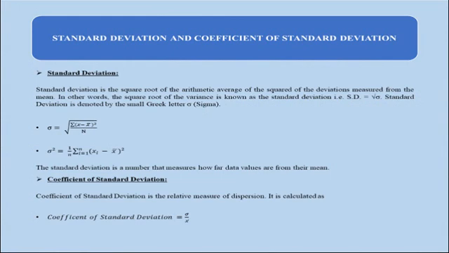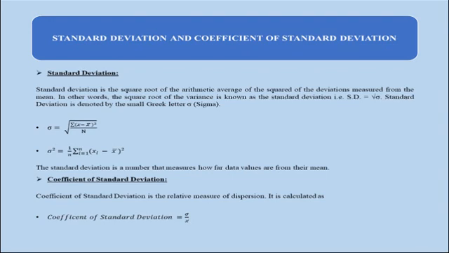In the previous lecture, we discussed mean deviation and coefficient of mean deviation. Today, we are going to discuss standard deviation and coefficient of standard deviation. The concept of standard deviation was introduced by Karl Pearson in 1893. It is the most important measure of dispersion.